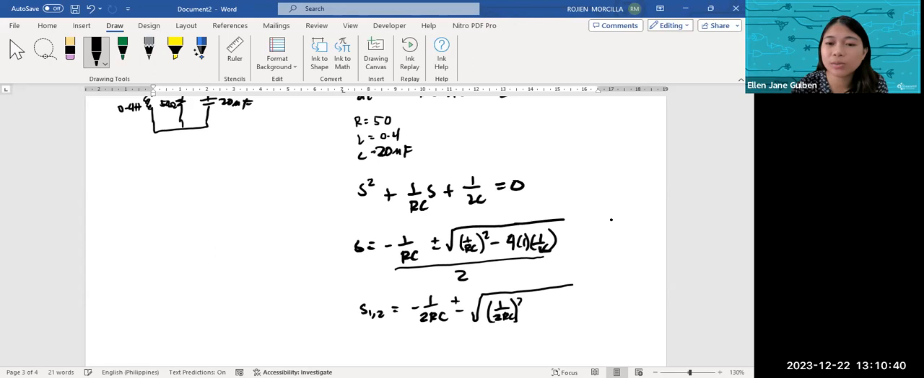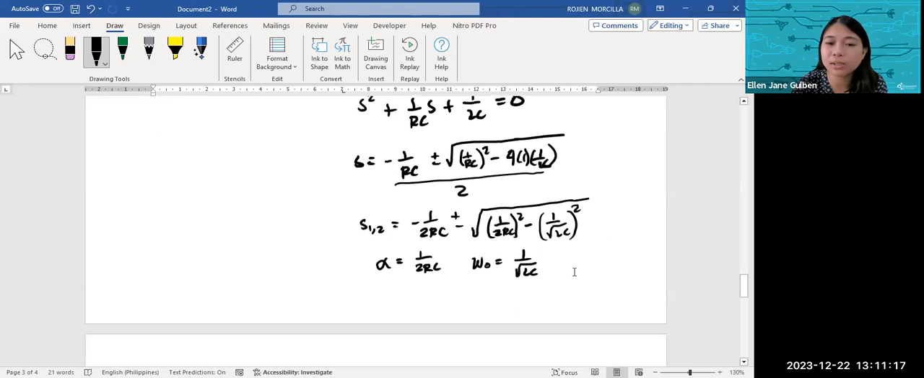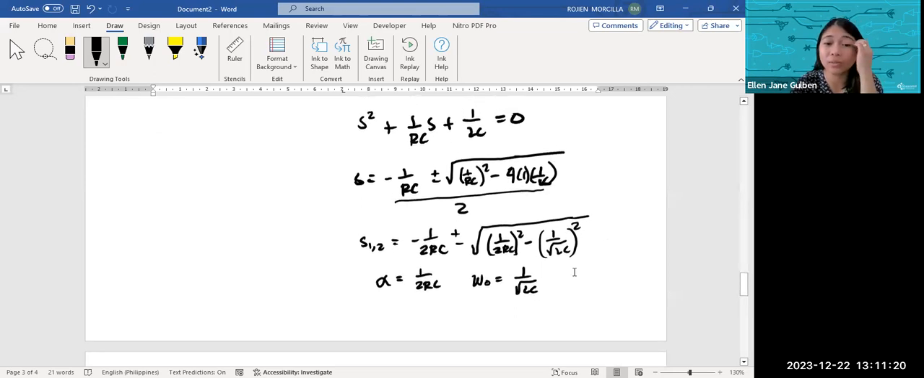So S1 and S2 is equal to negative 1 over 2RC plus minus square root of 1 over 2RC squared, the 4 cancels out and the 2 enters the quadratic formula. We are left with 1 over square root of LC squared. Alpha is equal to 1 over 2RC. Omega sub O is equal to 1 over square root of LC. Now you need to check which one is bigger, the alpha or the omega sub O.